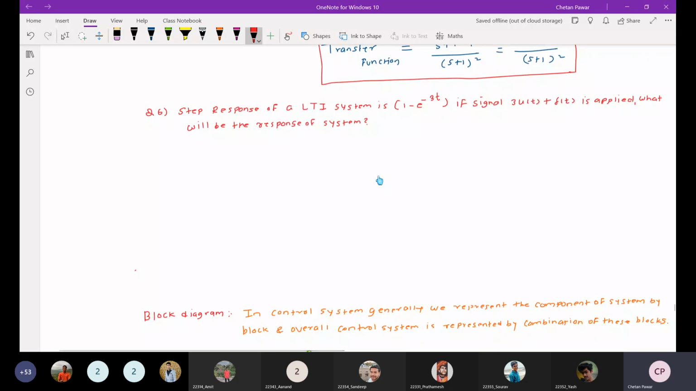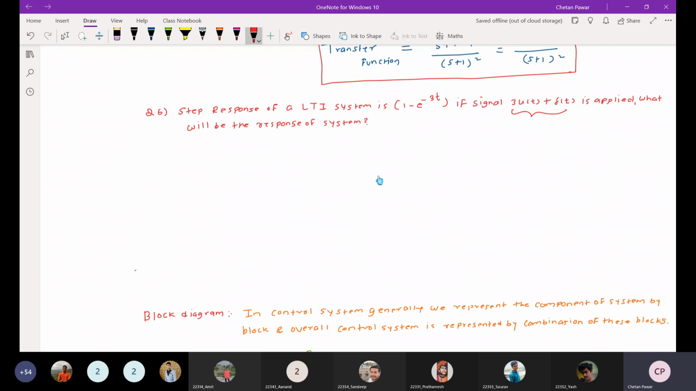So, step response of an LTI system. Problem number 6. The step response of an LTI system is 1 minus e raised to minus 3t. If the signal 3u(t) plus delta(t) is applied, what will be the response of the system? Now they have given the step response of the system, right? And they are asking that when we apply this particular input signal to the system, what will be the output or response of the system?